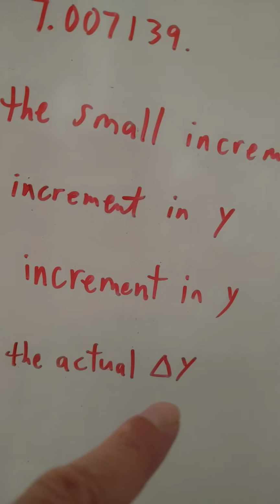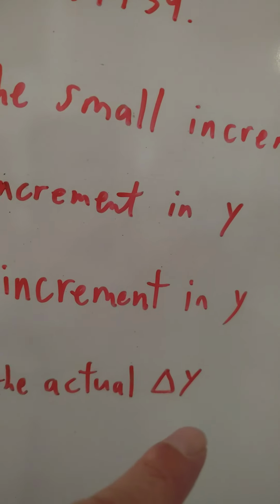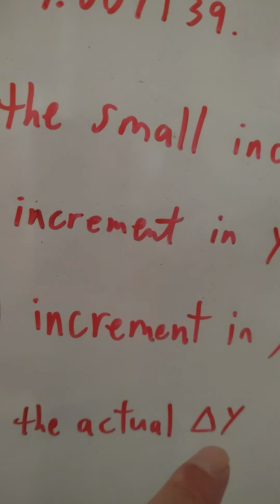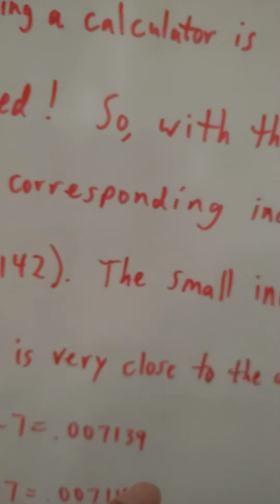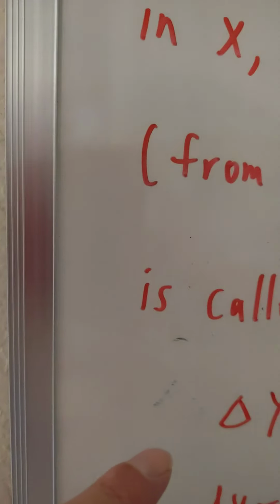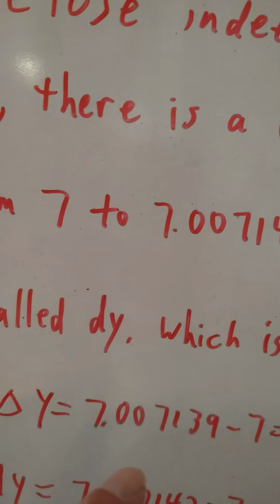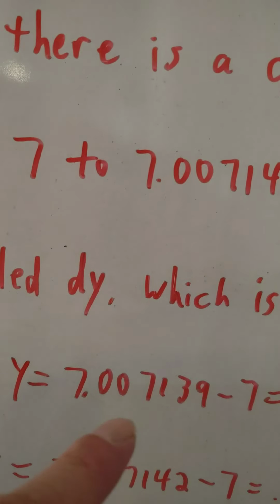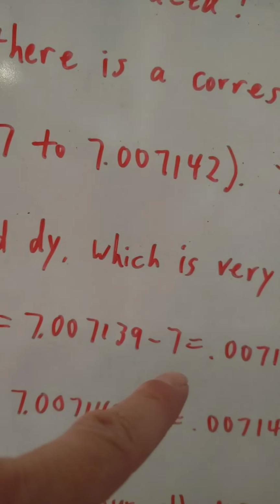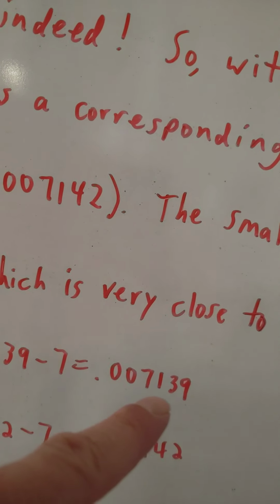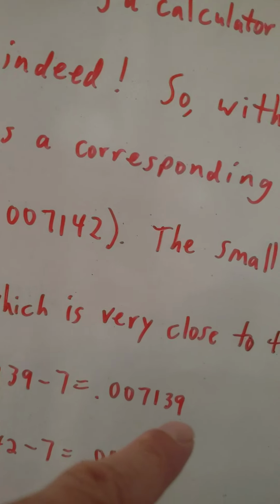So dy isn't exactly the same thing as delta y. Remember, dx was the same thing as delta x. But dy is a very good approximation of delta y, and it's much easier to find dy than the actual delta y. The actual delta y is a change of outputs. This is the actual square root of 49.1 by our calculator, and then minus 7 is that. So that's delta y, the change of outputs from the square root of 49 to the square root of 49.1.